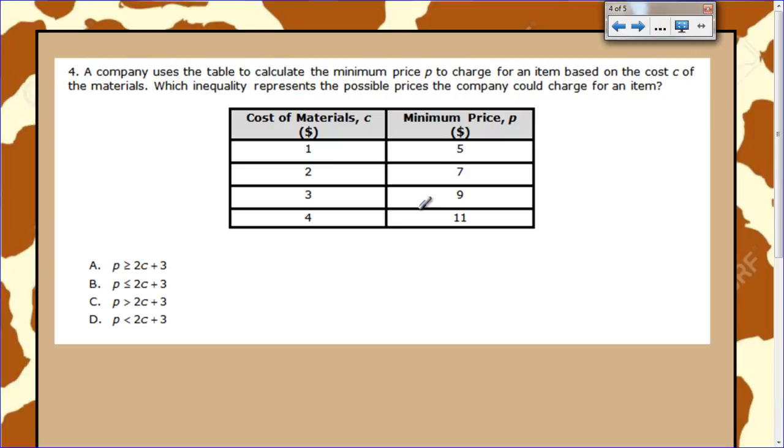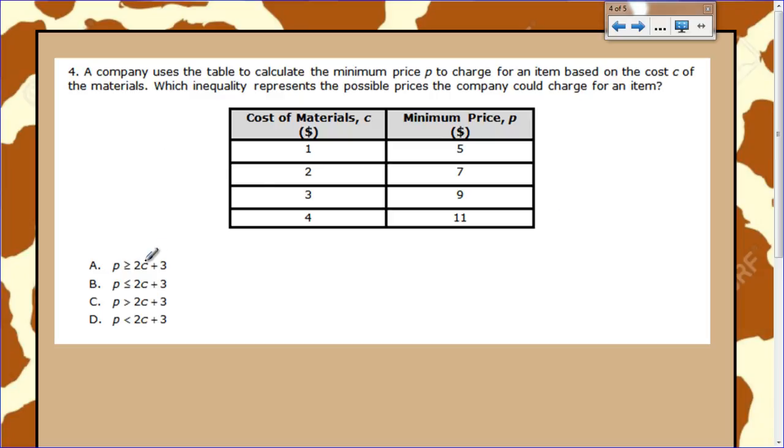So number 4, a company uses the table to calculate the minimum price P to charge for an item based on the cost C of the materials. Which inequality represents the possible prices the company could charge for an item? The easiest way to do this kind of problem is to plug in the points that you have. So I have values in this table. I'm going to plug them in and see if they work.